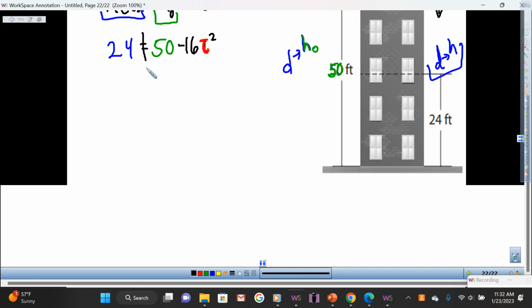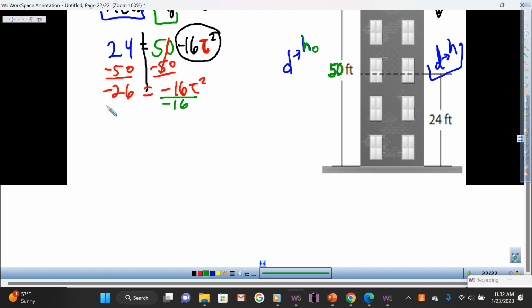Square roots, okay. So, line down the equal sign. We need to leave this by itself, so how do I get rid of that 50? Subtract 50, subtract 50. That leaves us with negative 26 equals negative 16t squared. The negative 16 is multiplying, so to get rid of it, I need to divide by negative 16. That leaves us with 26 over 16 equals t squared.